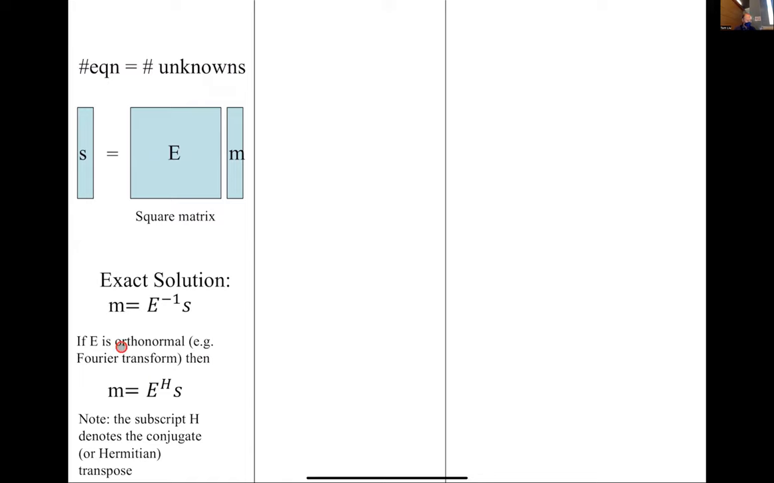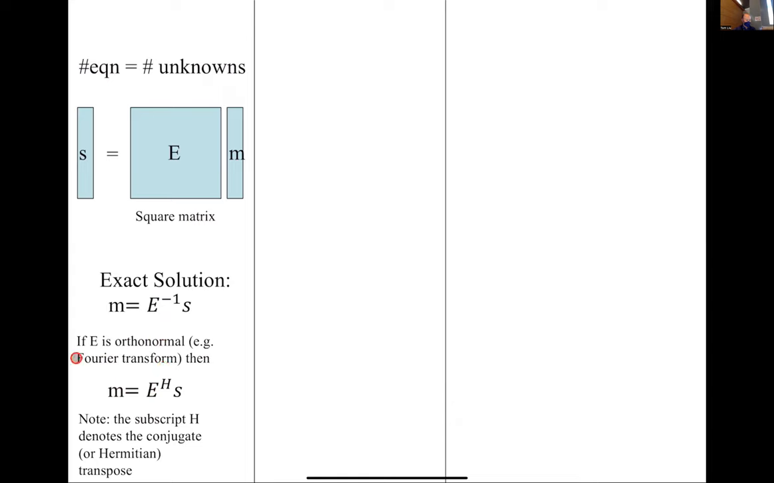It turns out if E is orthonormal, if all the columns and rows are orthogonal to each other, essentially, geometrically, at 90 degree angles to each other, then we can just take what's called the conjugate transpose. That's just a transpose of the matrix, and you conjugate the terms. And it turns out that the inverse is just given by E^H S. So this is the term we'll use.